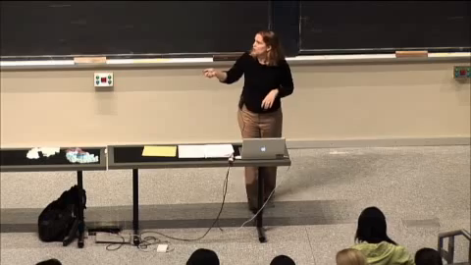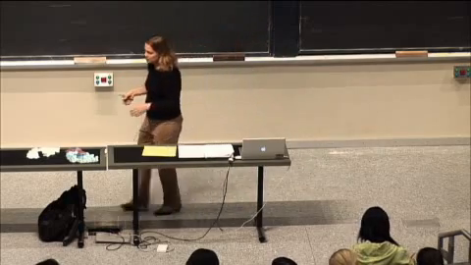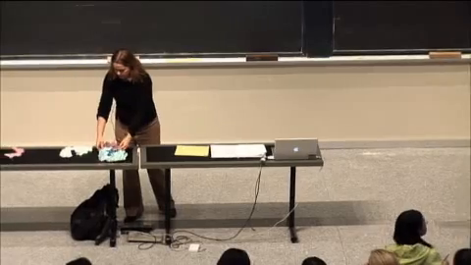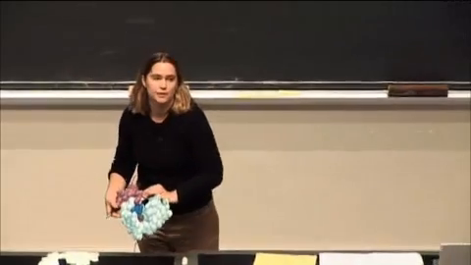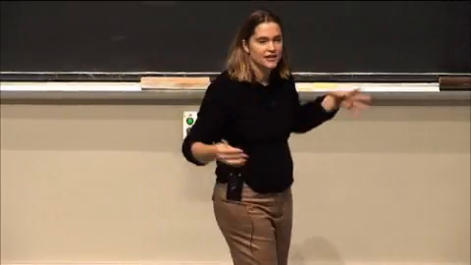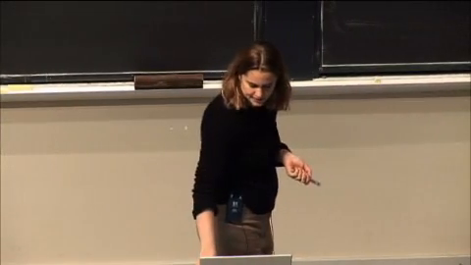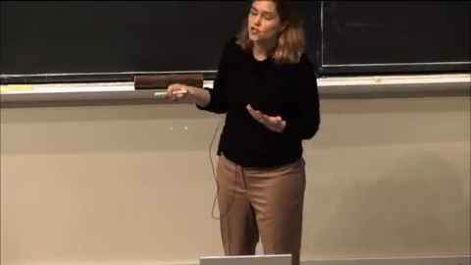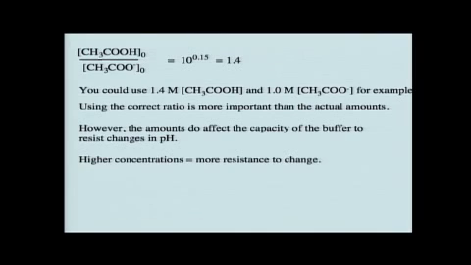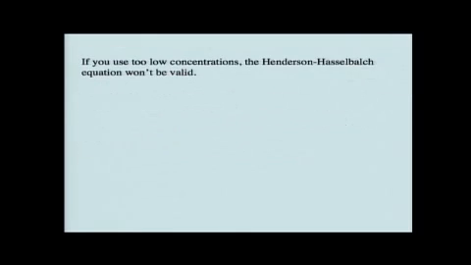So in the example I told you about, the buffer in the blood was pretty good, but the acid was so much that it overwhelmed the buffering capacity. So if there had been larger concentrations of the buffer, that would have certainly helped in that case. So the higher the concentrations you use, the more resistant to change. And that's the idea of buffering capacity. And if you use too low concentrations, then your Henderson-Hasselbalch equation won't even be valid.